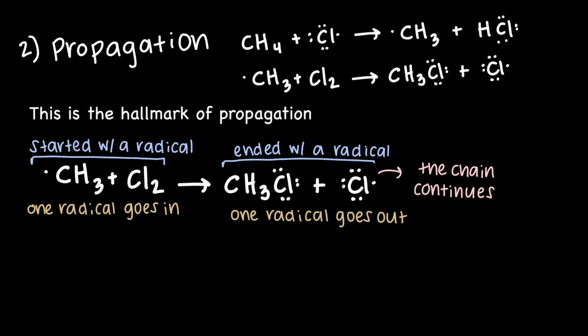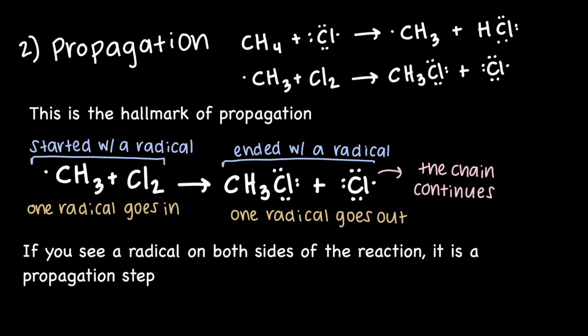A useful shortcut for exams is this. If you see a radical on both sides of the reaction, it is probably a propagation step. Neutral plus radical creates neutral plus radical.